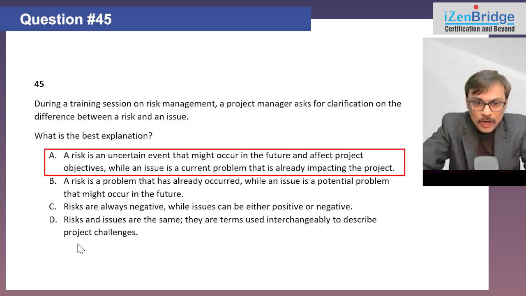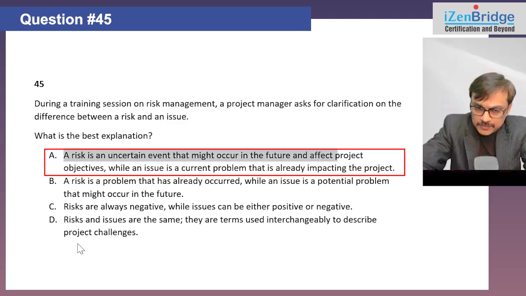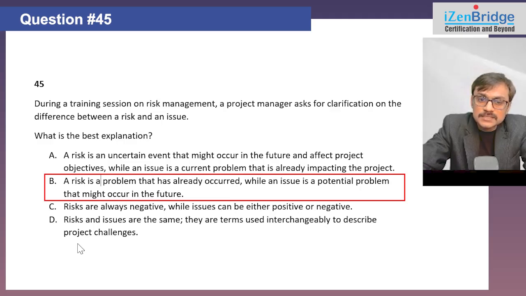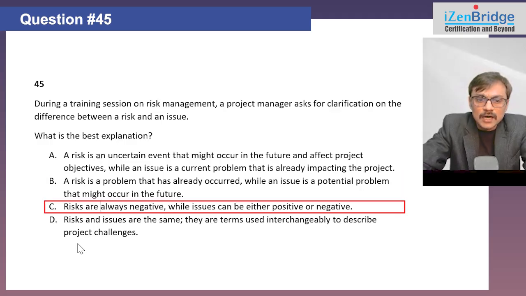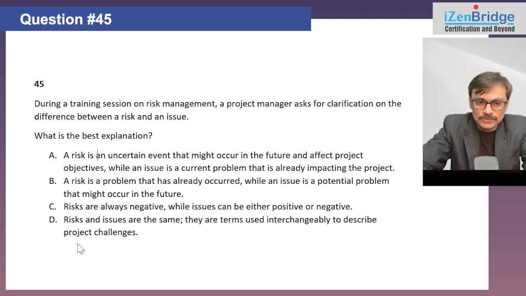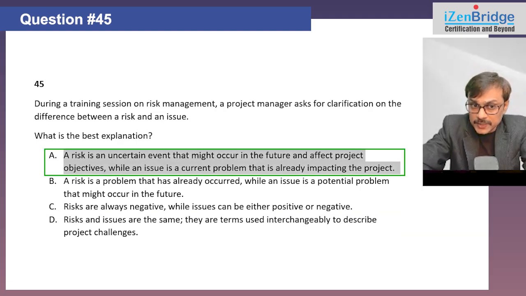So coming back, option A: risk is an uncertain event that might occur in the future and affect the program objective, while an issue is a current problem already impacting the project. Yes, looks good. A risk is a problem that has already occurred? No. Risks are always negative? No. Risks and issues are the same? No. So these kinds of questions get very easy. Now, why did I include it? It's a very easy question from my perspective, but you need to know easy questions as well. We should not be getting into complicated questions and missing the easy questions.